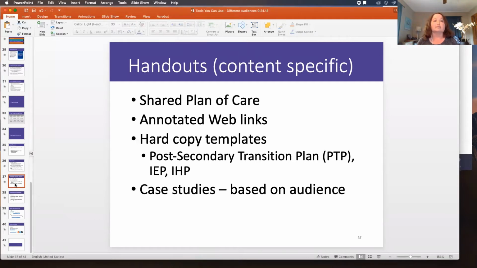When we're typically talking to providers, we have an annotated list of web links, or we offer hard copy templates in situations like when we're talking to educators or school nurses, or we're asking them to apply our tools inside of a different setting. This is when we offer things like alignment with the PTP, questions you could ask in an IEP. I'm getting into the alphabet here. Things that a school nurse maybe would want to consider for the IHP. And in those situations, we also find it's useful to offer case studies.